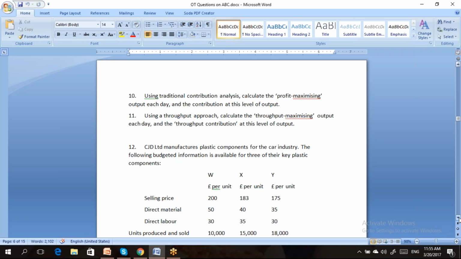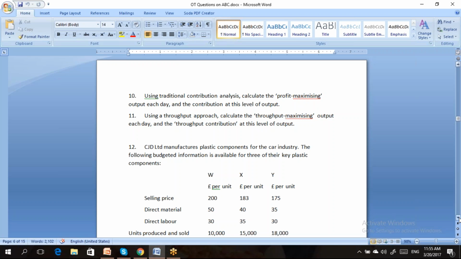Now in marginal costing, we take the direct materials, direct labor, and variable overheads as direct cost. But in throughput costing, we look at only one cost, and that is the material, and sales minus material is what we call the throughput. So basically what we do is we work out the throughput costing.